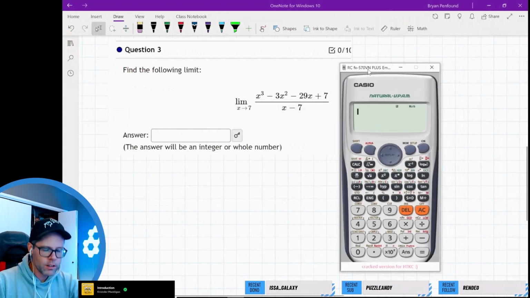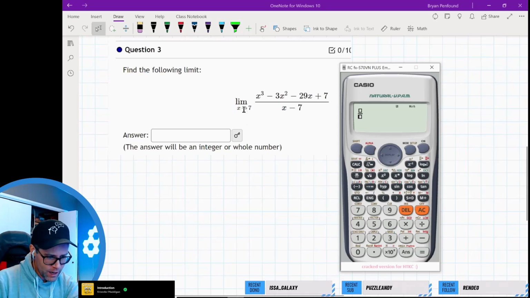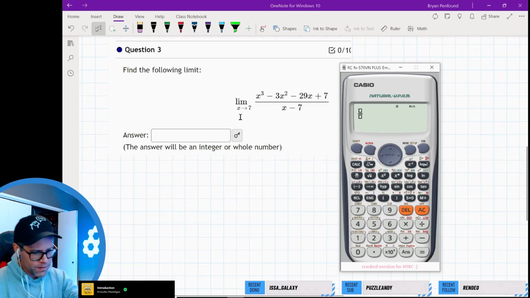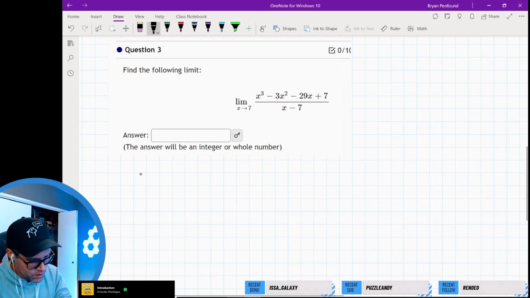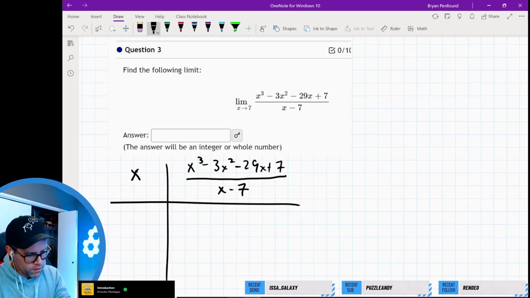So if you haven't had a chance to look at some of the techniques that we can use to work with limits, like factoring or rationalization or things like that, what we could do is set up an expression inside the calculator. And we can take a look at what's happening as x values get closer and closer to 7. So I could choose some x values. I could take a look at what x cubed minus 3x squared minus 29x plus 7 gives me, or a whole bunch of different values of x.